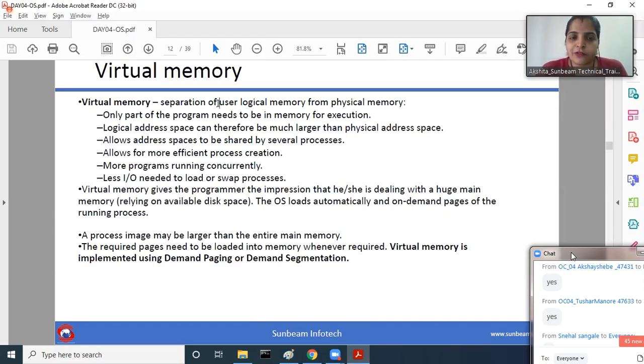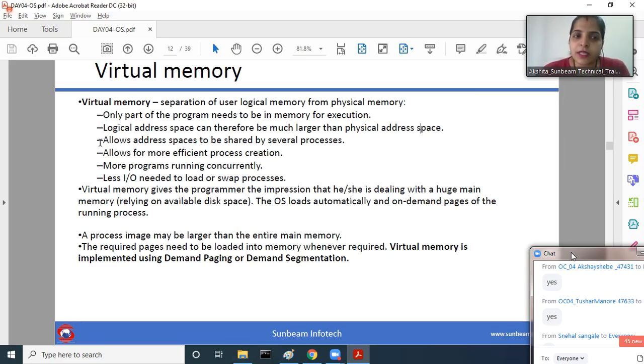It's a separation of user logical memory from the physical memory. What your operating system does is that only the part of the program needs to be in memory for execution. It allows the logical address space to be much larger than the physical address space. The reason is your hard disk is 500 GB, and your main memory is only 4 GB. So the memory available in the physical area is very small compared to your other external memories.